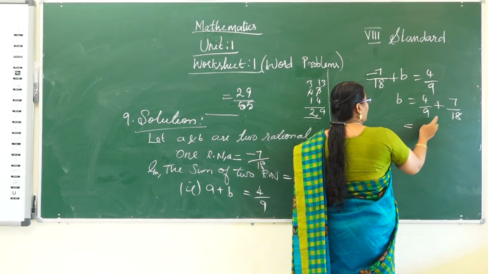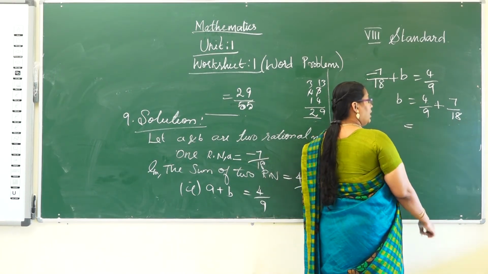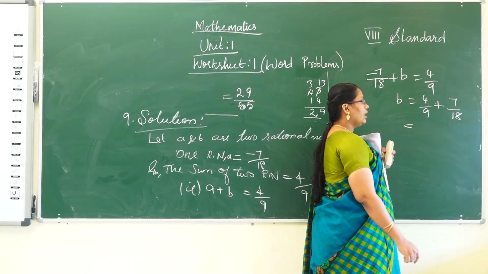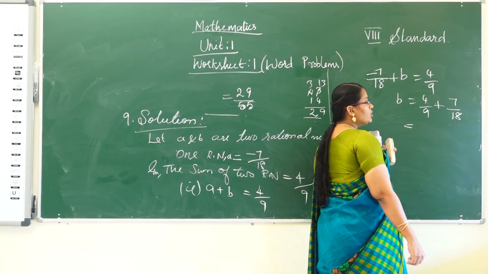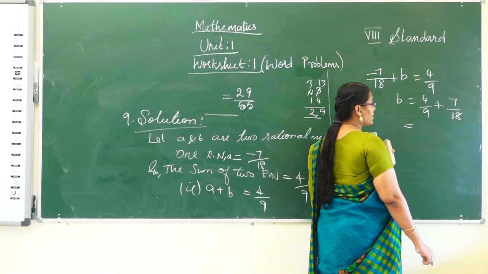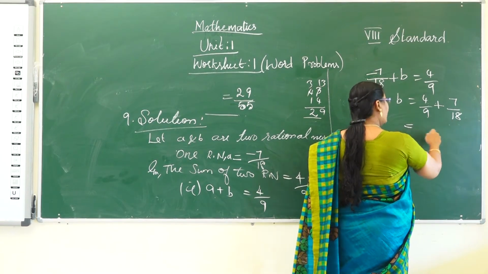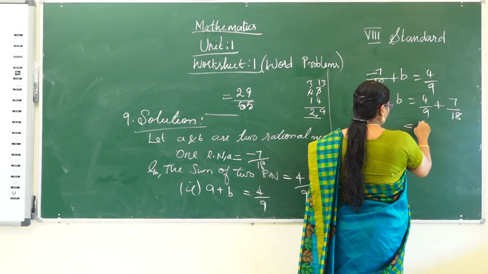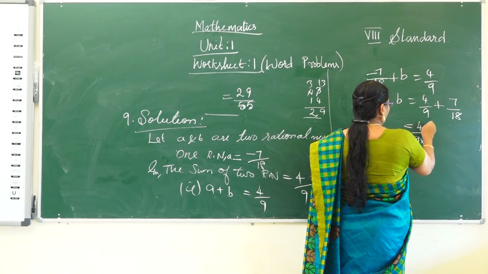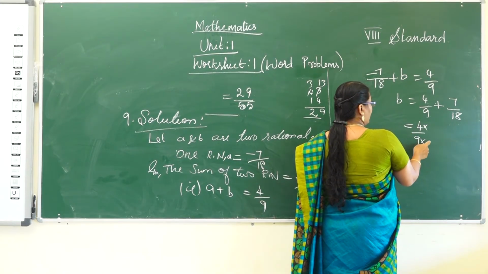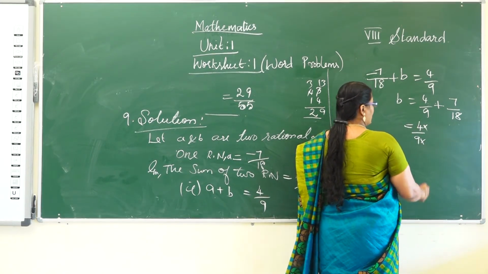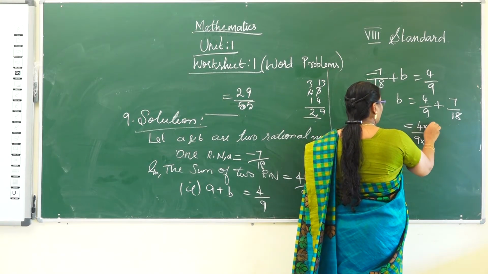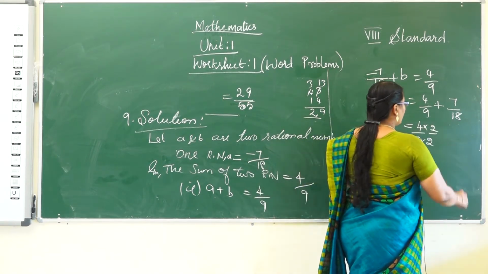Okay, so here there are two different denominators, so unlike fractions are there. So in this place we should find the LCM. What is the LCM of 9 and 18? 18. So for the first fraction, which value multiplies the denominator to get 18? 2. The same value multiplies the numerator also.